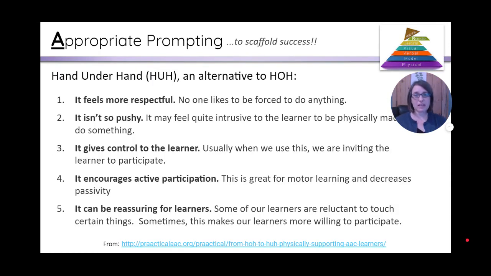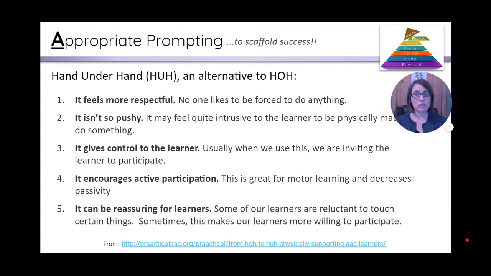A word about hand underhand. At the most support level of many prompting hierarchies, you'll see physical support or hand over hand. I wanted to just take a moment to differentiate the difference. Hand over hand can be very intrusive. It is the most intrusive. If somebody does that to you, chances are you are going to pull back. If you're pulling back, you're not learning. Or you're going to become passive and think, hey, they got it, and you're not learning. So we use hand underhand as a way to demonstrate respect and be less pushy.